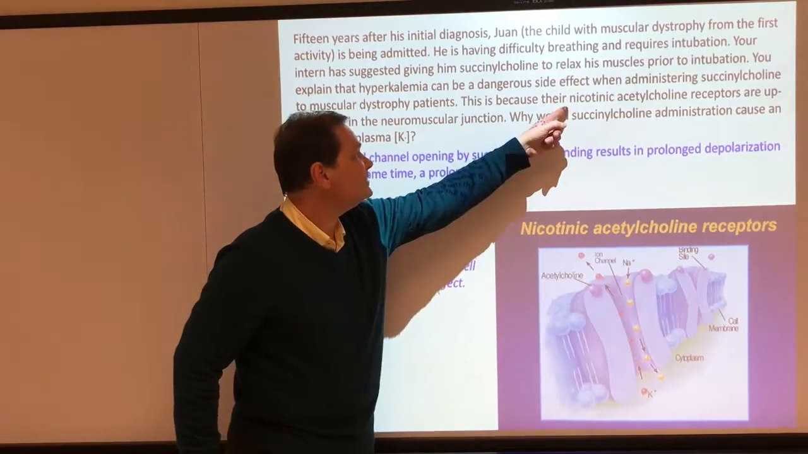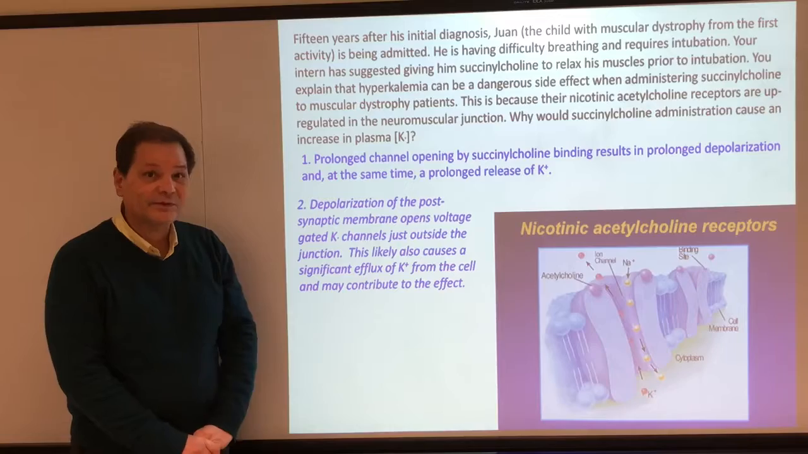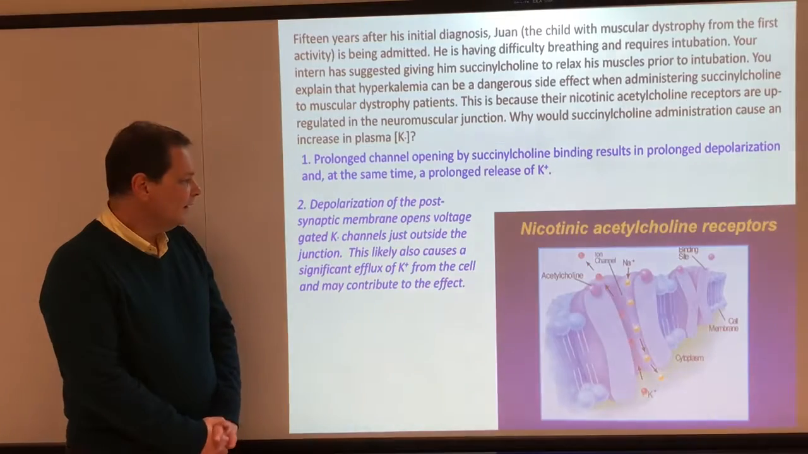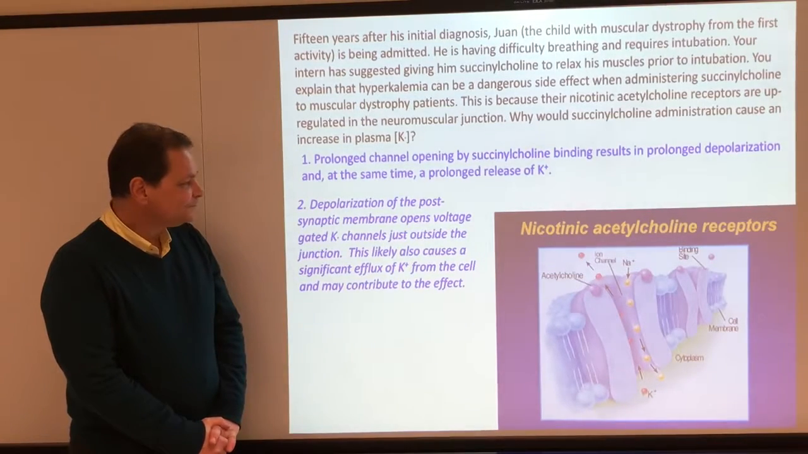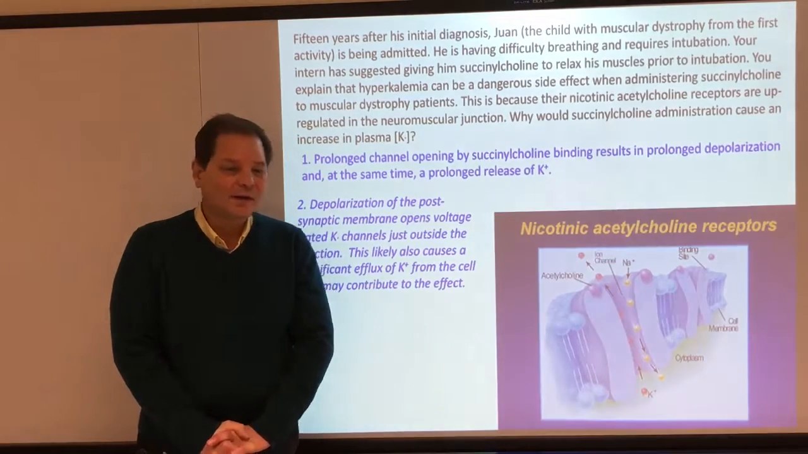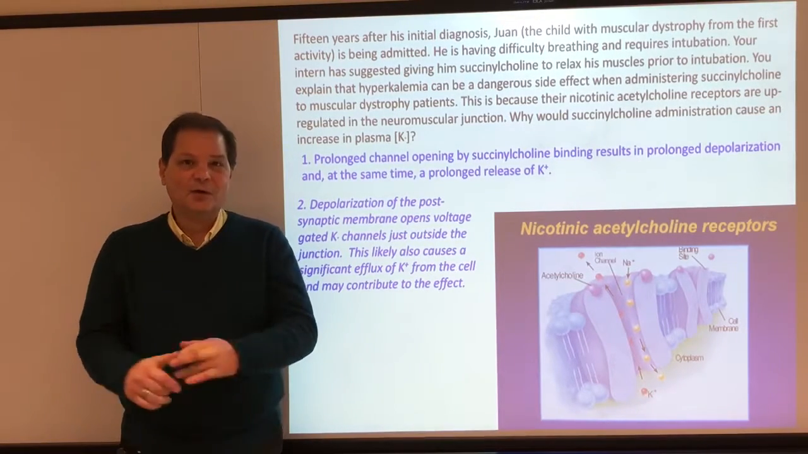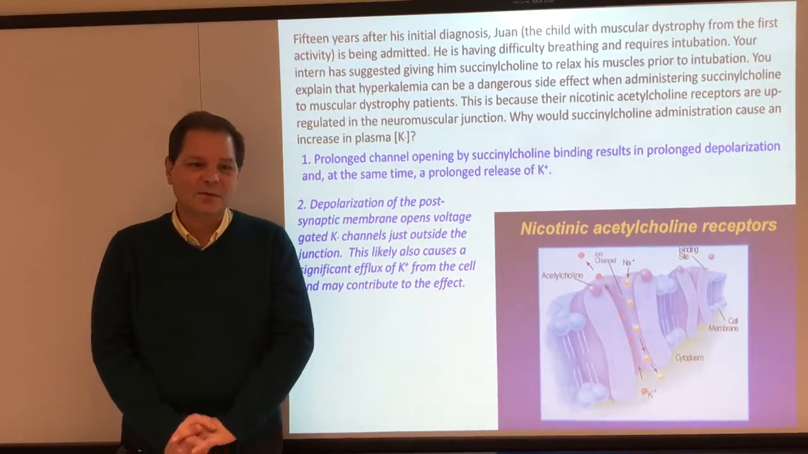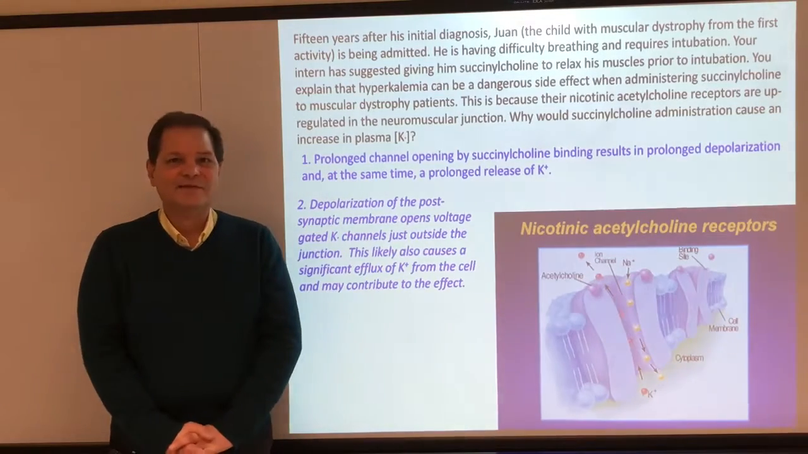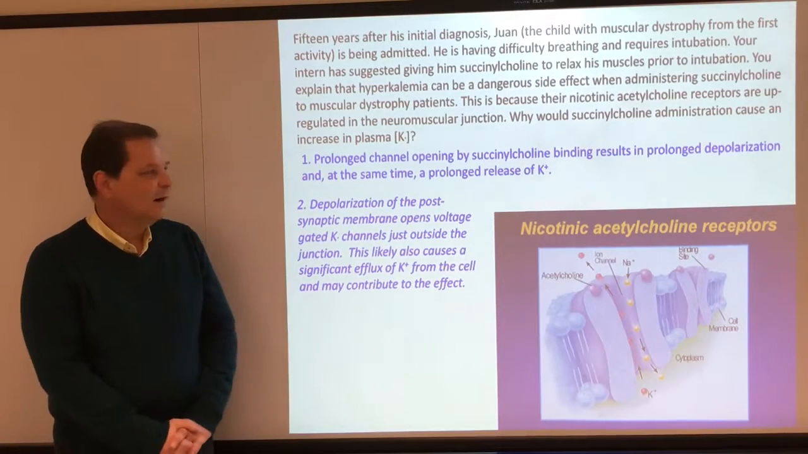A muscular dystrophy patient has upregulation of the nicotinic ACh receptors, so it has more than the usual number. And in fact, this is true of a variety of neural and muscular diseases. Why would this cause hyperkalemia? The reason, and by the way, this happens in normal patients too. But if you're a normal patient with normal kidneys and you've got a normal level of potassium to start with, which you should, then you can handle the extra potassium that's released. It's like 0.5 millimolar or something like that, or up to 1 millimolar, but you can handle that.